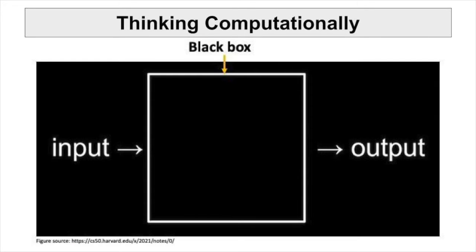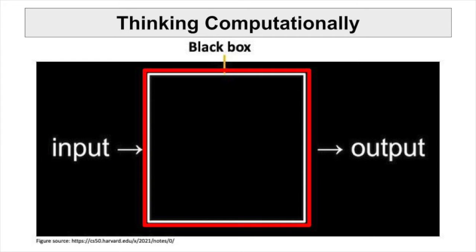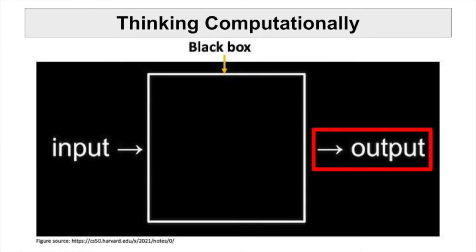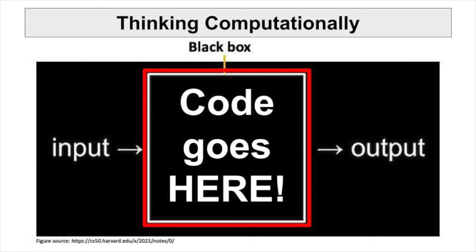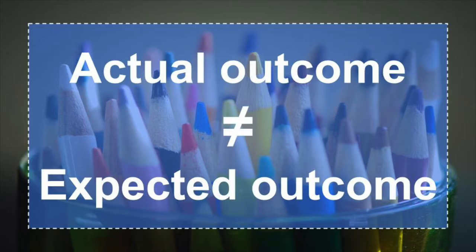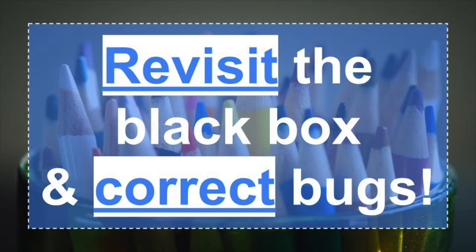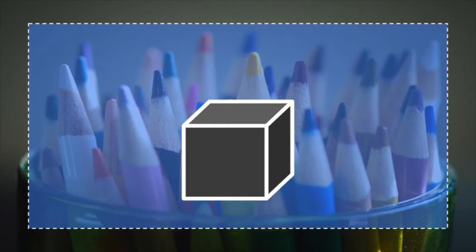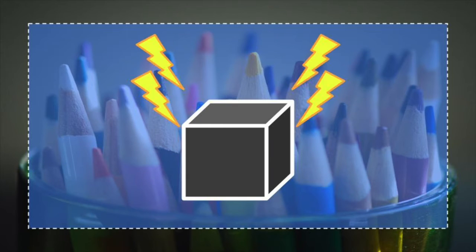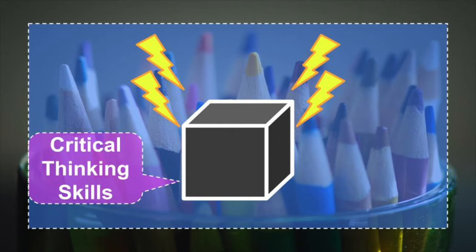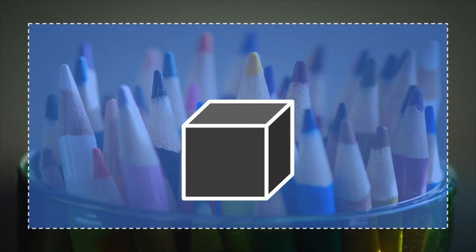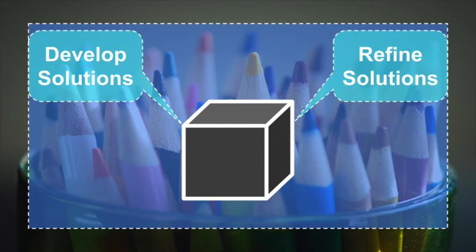As you'll remember, when we frame problem solving as a black box, we begin with a set of resources or inputs, conduct steps that apply those inputs towards a solution, and obtain some output or result. From a computational thinking standpoint, the black box is the code. Typically, if the output produced is different from what's expected, revisiting that black box is a great place to correct bugs. The black box approach is a powerful tool because it combines critical thinking and problem-solving skills, allowing us to develop and refine our solutions over time.